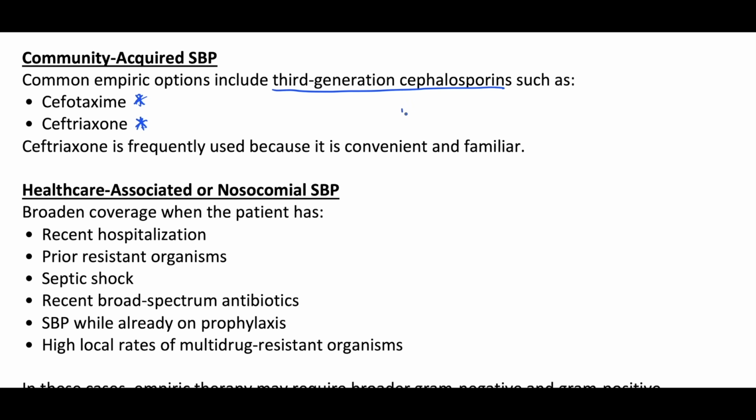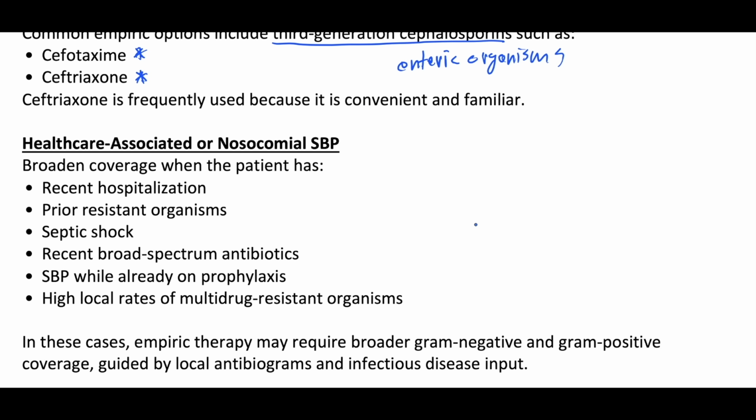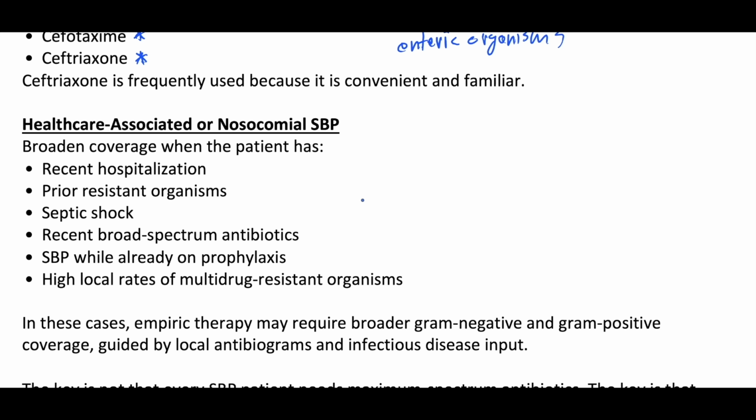And this is because, right, most of the organisms you're going to grow in a community-acquired SBP are going to be those enteric organisms, Klebsiella, E. coli, etc. Now, if you have healthcare-associated or nosocomial SBP, patients with prolonged stays who develop SBP in the hospital, or maybe they got tapped, it was negative, and then they developed SBP thereafter, you're going to have to broaden coverage, right?